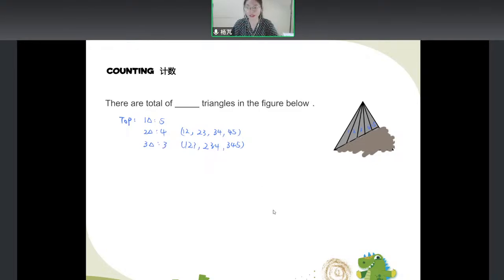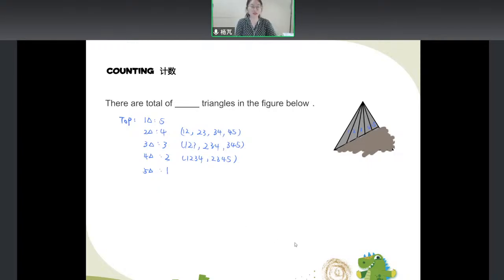Then let's continue. If I use 4 of the small triangles to form a bigger one, how many bigger triangles can I get? Tell me in the chat box. Exactly, there will be 2. Why? 1, 2, 3, 4 is one, and then 2, 3, 4, 5 is another one. Okay. So the last step, if we add them all together, we will get the biggest one.